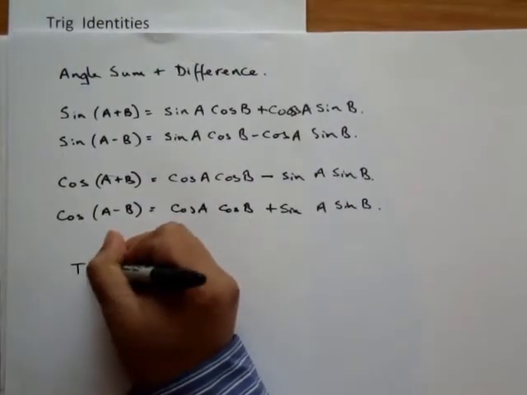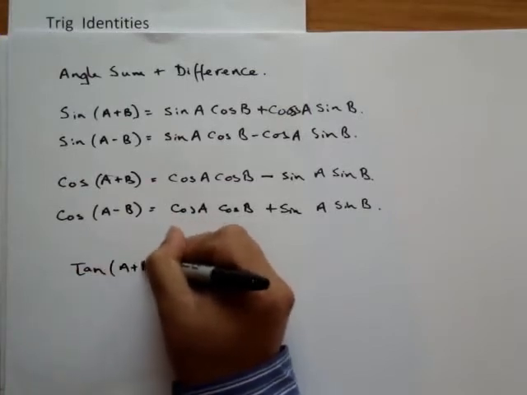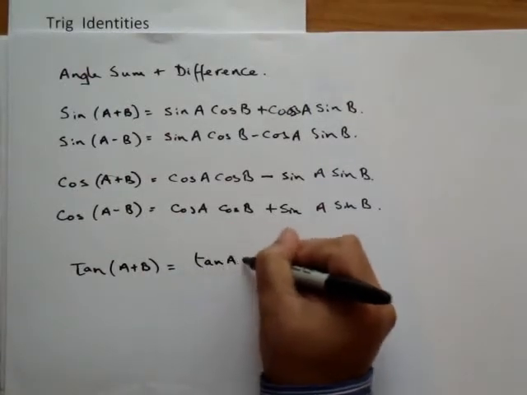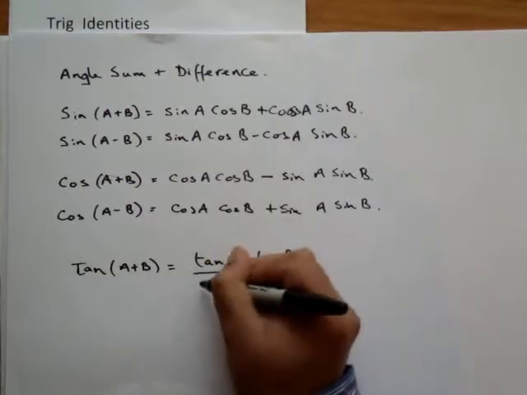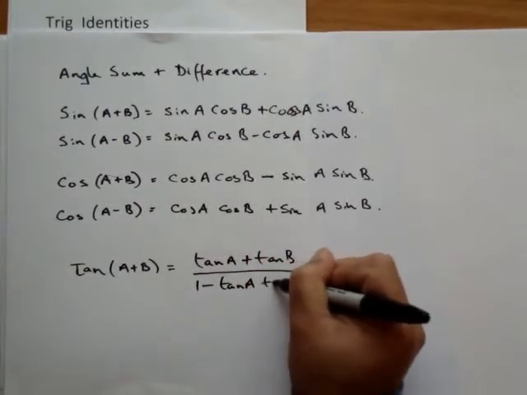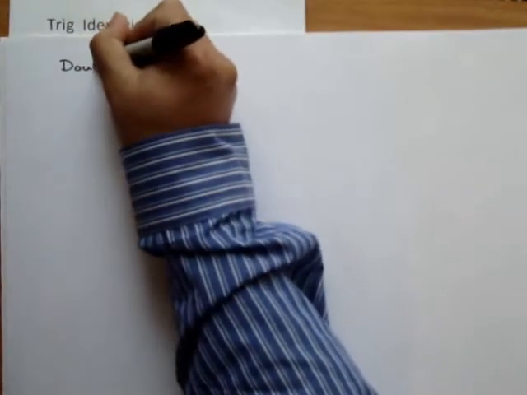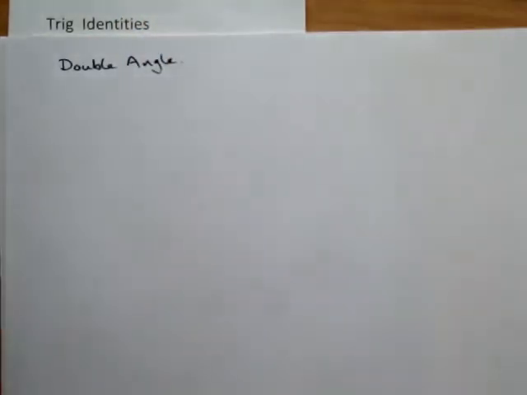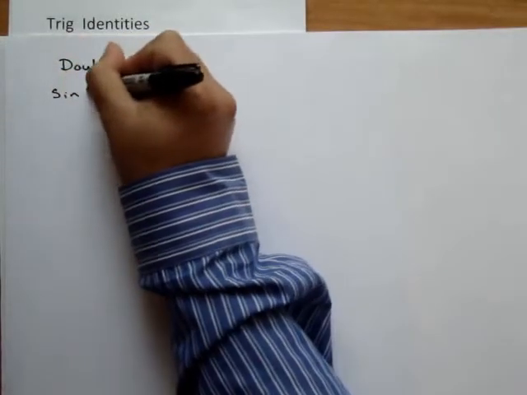Also for tan(A plus B), it's tan A plus tan B all over 1 minus tan A tan B. Double angle identities. By double we mean sine 2A.